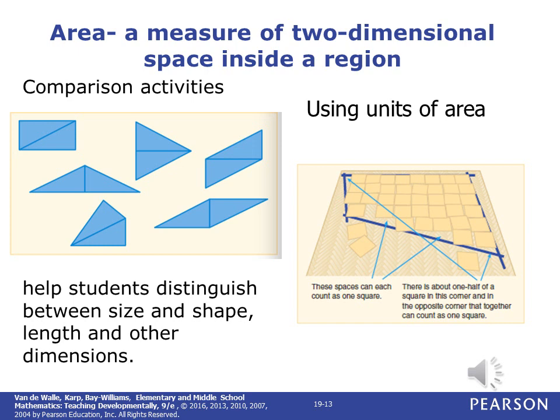For instance, look at the left side of the picture on the slide where you see the collection of quadrilaterals and triangles. All of these shapes have the same exact area, though they are in different shapes, but they all have the same two-dimensional space inside that region. And that's what students are going to start to discover as they start looking at area.